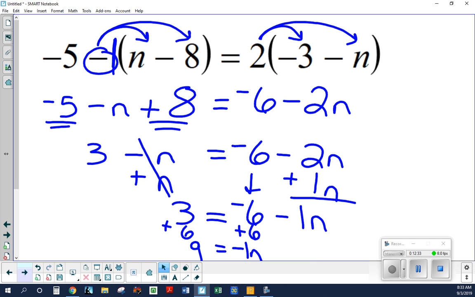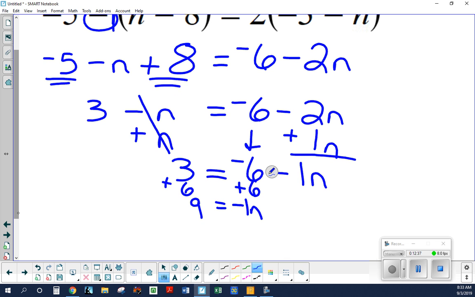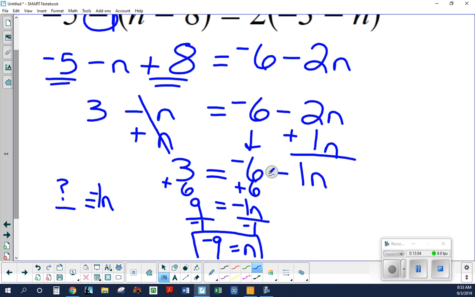Just for emphasis, I'm leaving the -1 on the n for now, because I'm not quite done. In order to be done, we would have to have n equals something, some number. I don't have that. What I have is a -1n, so I have to finish this by dividing both sides by -1. I need to make that n positive, basically. So a -1 divided by a -1 would give me that positive n, and then 9 divided by -1 is -9. So that answer is n equals -9.